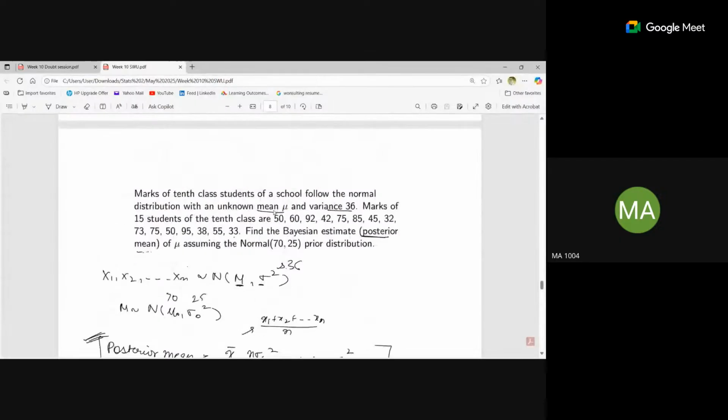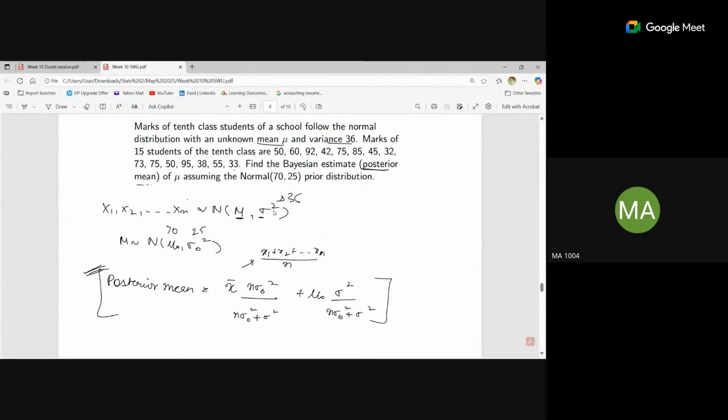Okay, let me share my screen. This was the question, right? So for the normal distribution, I already told you, you just have to remember this posterior mean, and put the values. Ma'am, will this formula be given in the exam or do I have to remember it? I think this won't be given. You have to remember this. Yes, did you get how to do the question? You just have to put the values in this formula.